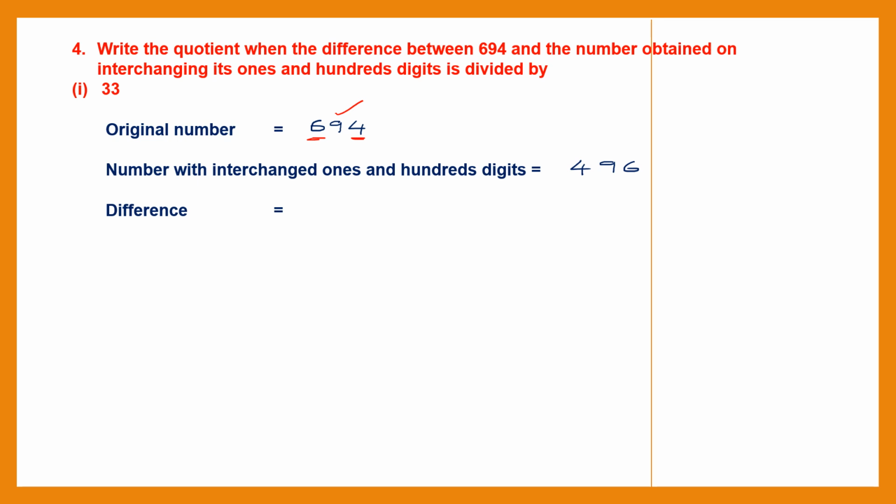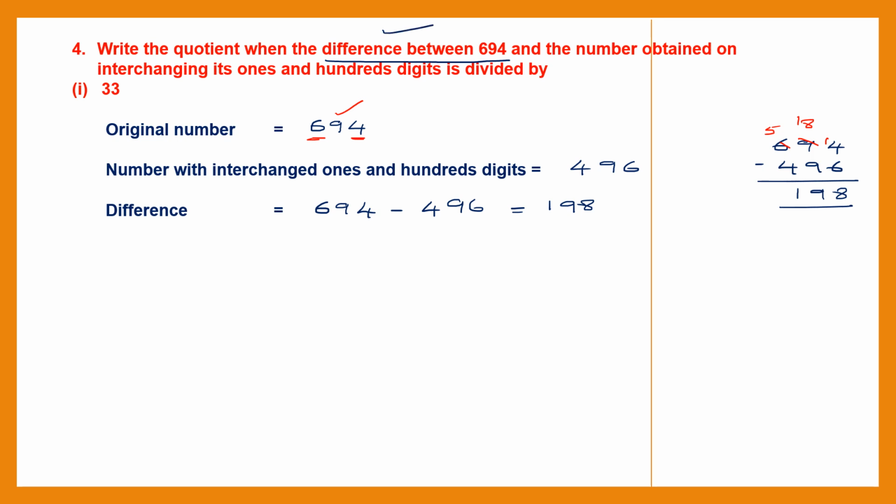Now they're saying this number should be divided by 33. Before that, we are talking about the difference between these two numbers. So let's find the difference. So let's write it here, 694 minus 496. So here let's subtract this. 14 minus 6 is 8. Next, 9 is bigger than 8, so again we need to borrow from here. 18 minus 9 is 9. 5 minus 4 is 1. 198. So the difference is 198.